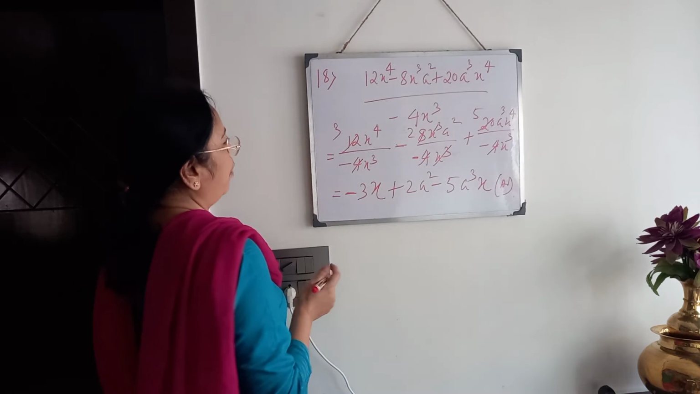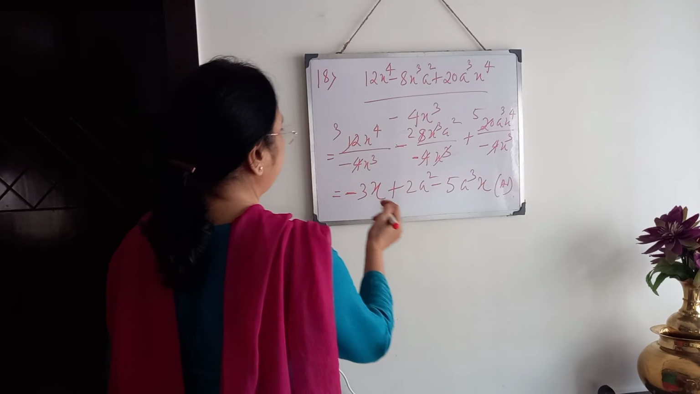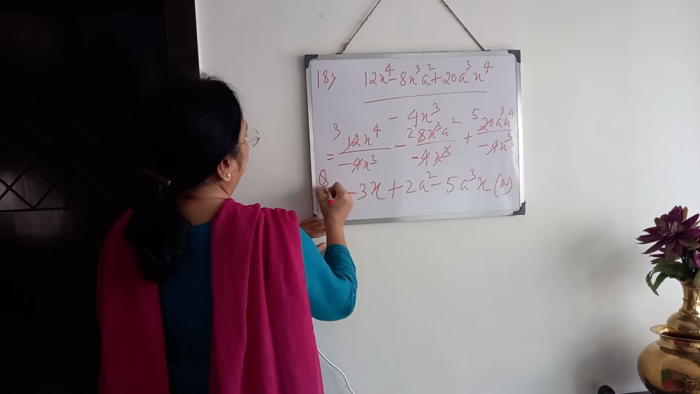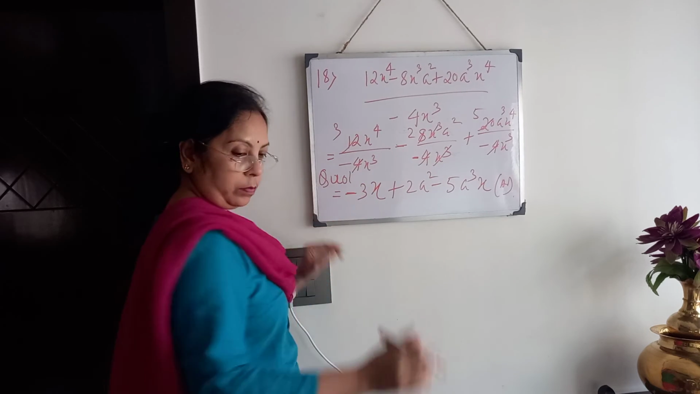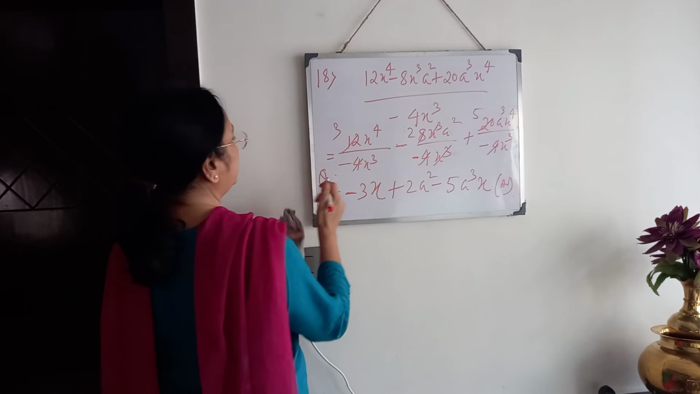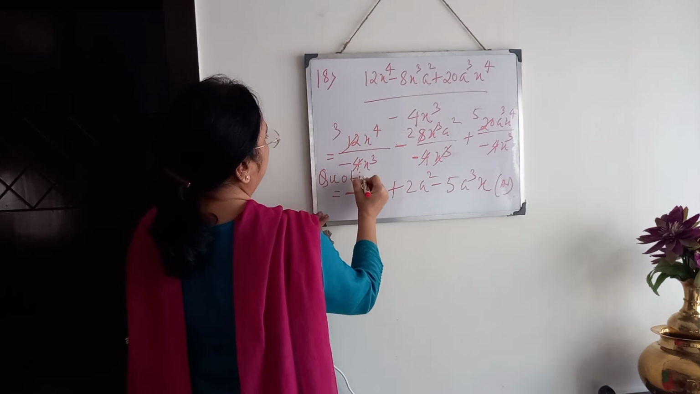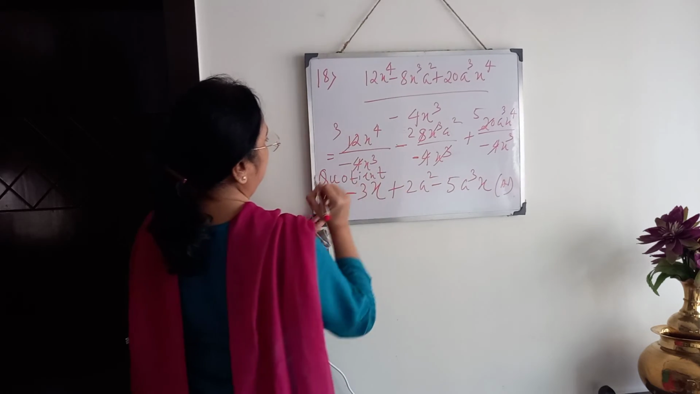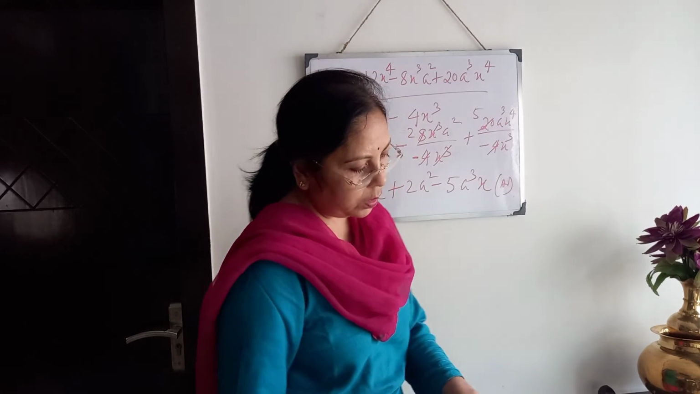Okay. After multiplication, what do we write? Product. Similarly, after division, we write this term, quotient. Q-U-O-T-I-E-N-T. This is your quotient. Clear? Then another division, number 19.